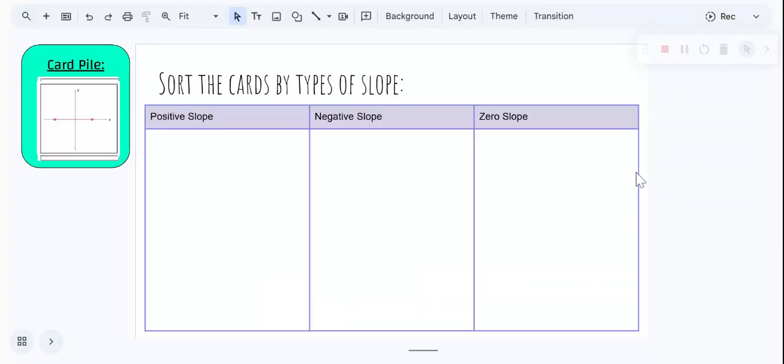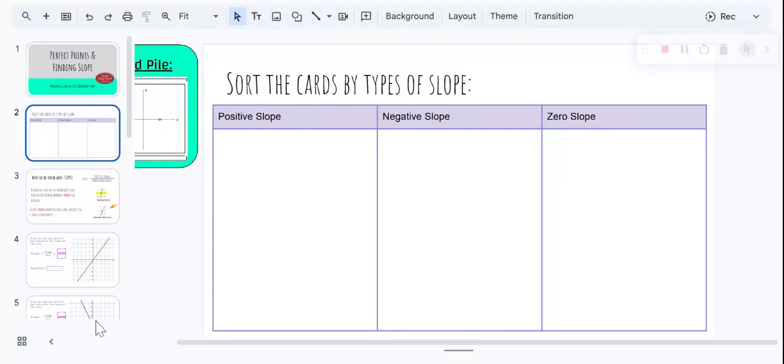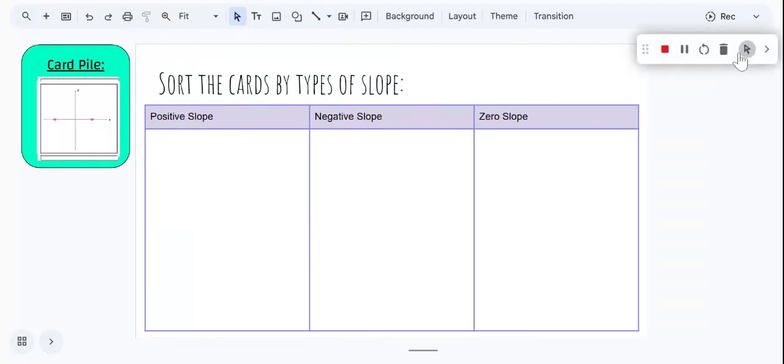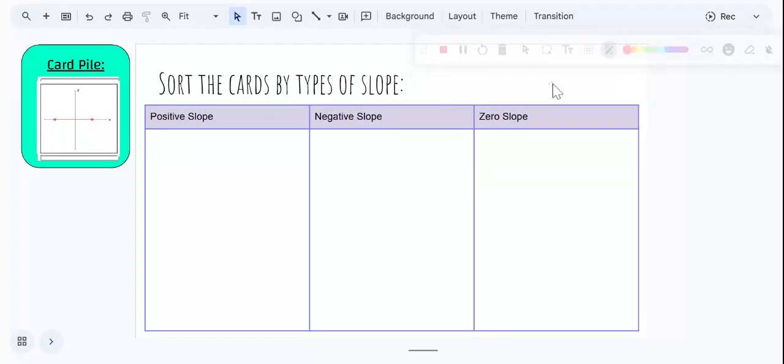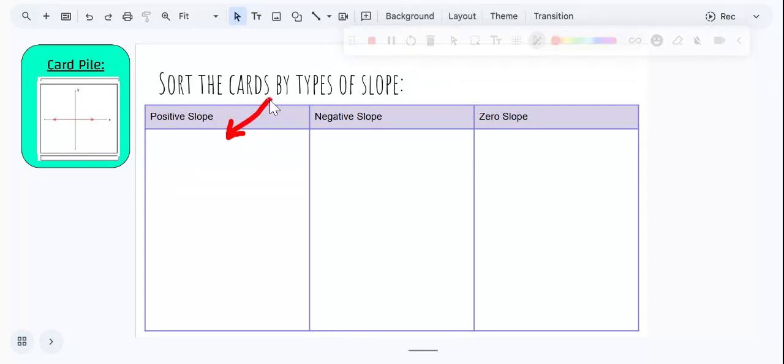Let's get started. Our first slide says to sort the cards by types of slope. Remember, for slope, we got positive slope. That's going to go up from left to right. Negative slope, that's going to go down from left to right. And then you have zero slope. Zero slope is a flat line. Okay, so anything that looks like this going up is positive. Anything that looks like this going down is negative, and then zero is completely flat.